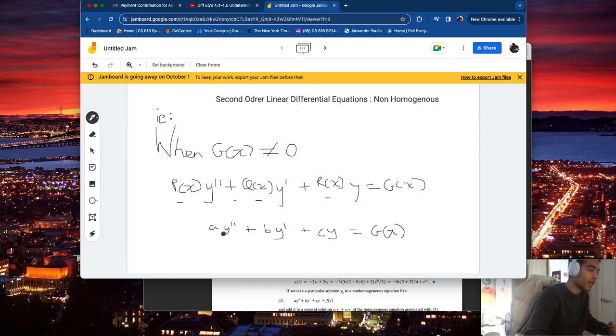And you can further simplify this for your understanding by taking y double dash as r square. So it would be a r square plus b r plus c is equal to g of x. And in this case, we're exploring if g of x is not equal to 0. So that is a non-homogeneous case. We're trying to find a general solution for something where g of x is a literal function here. So how do we solve this?